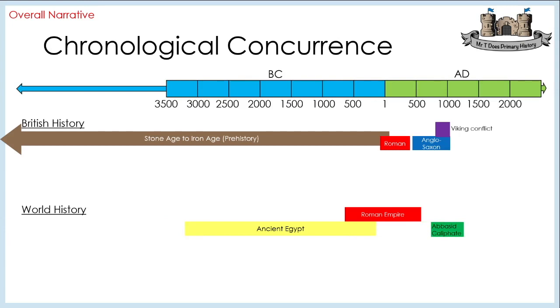In this particular timeline, my emphasis is going to be linking the Vikings, Anglo-Saxons and the Abbasid Caliphate, which is the early Islamic history. The reason the scale on the timeline is really helpful here is because I can accurately depict A, the duration, and B, the fact that they existed at the same points in time.